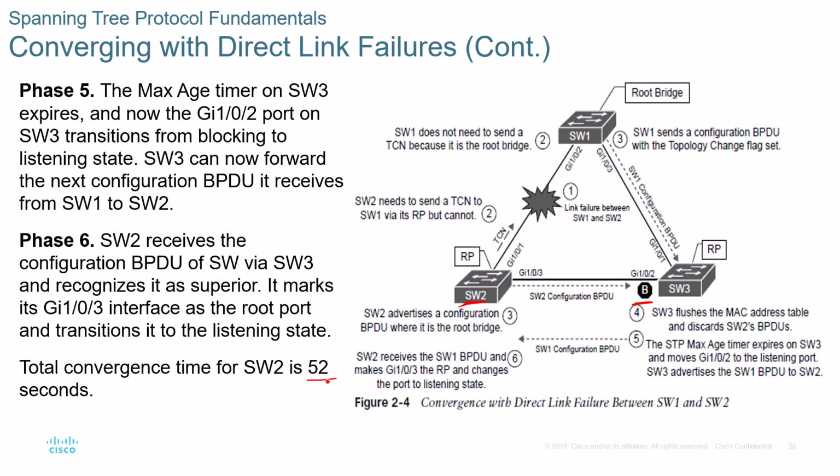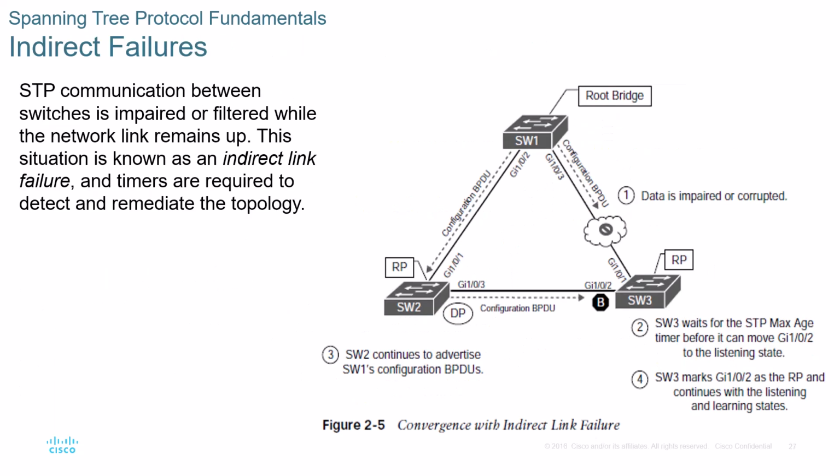It is a process for STP, but it's one of those that, when we have multiple switches, we actually need to be mindful of. Those are all direct link failures. What happens if there is an indirect failure?